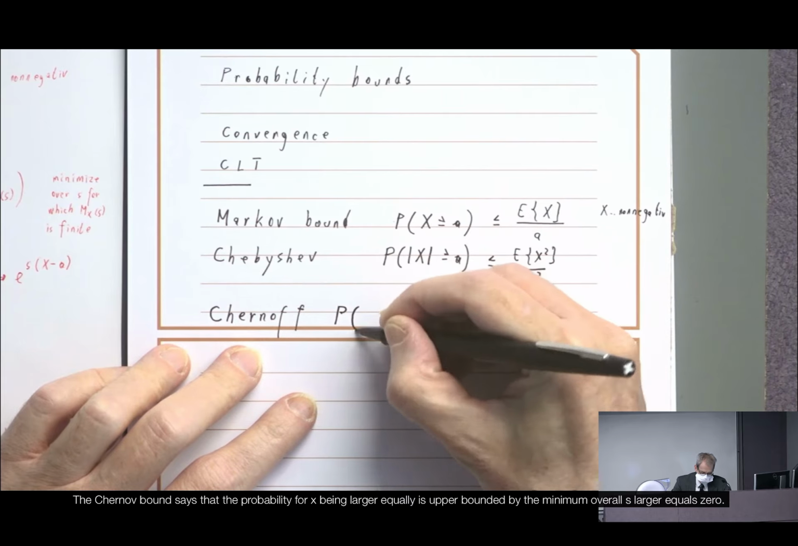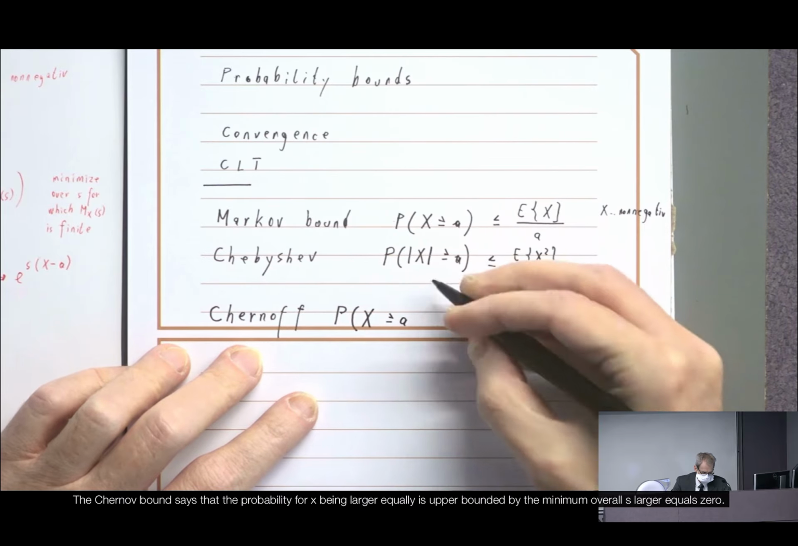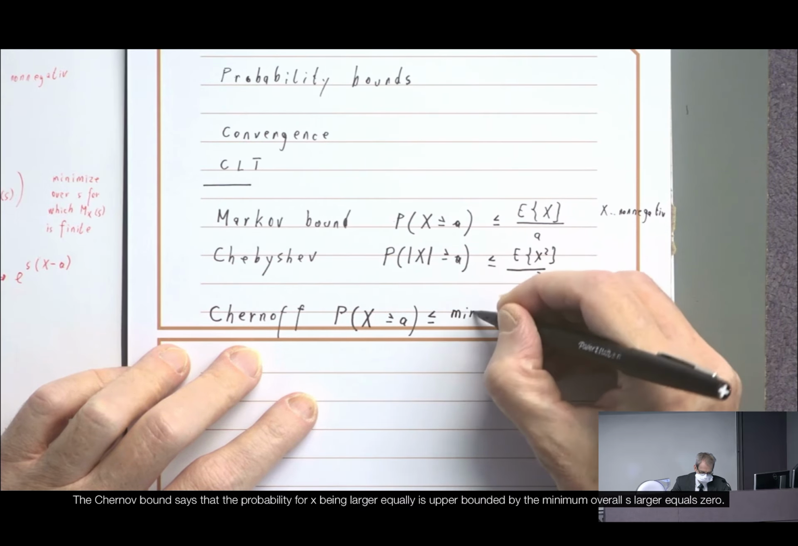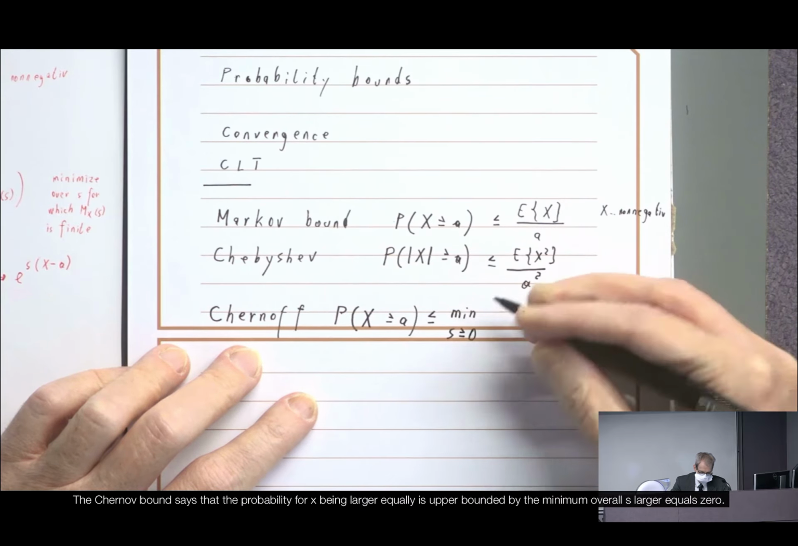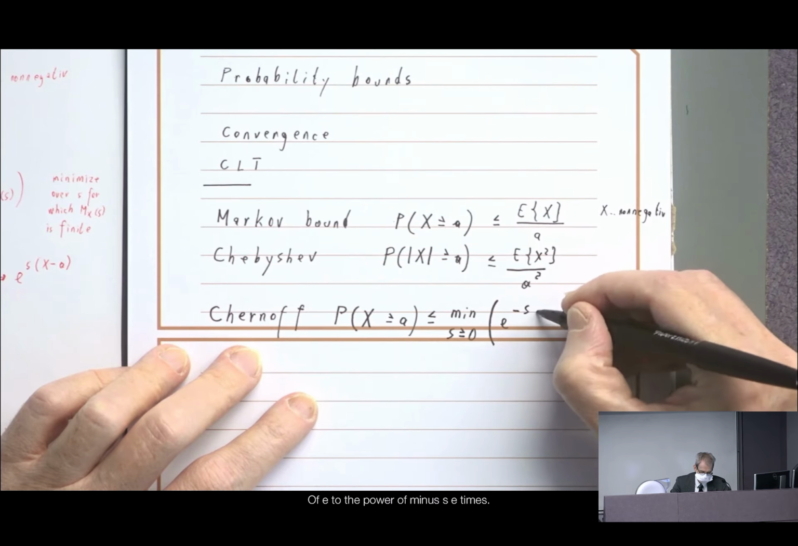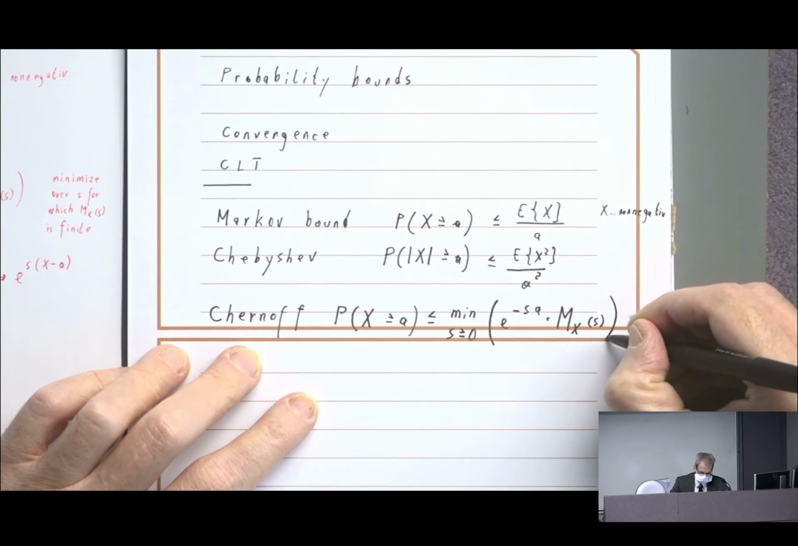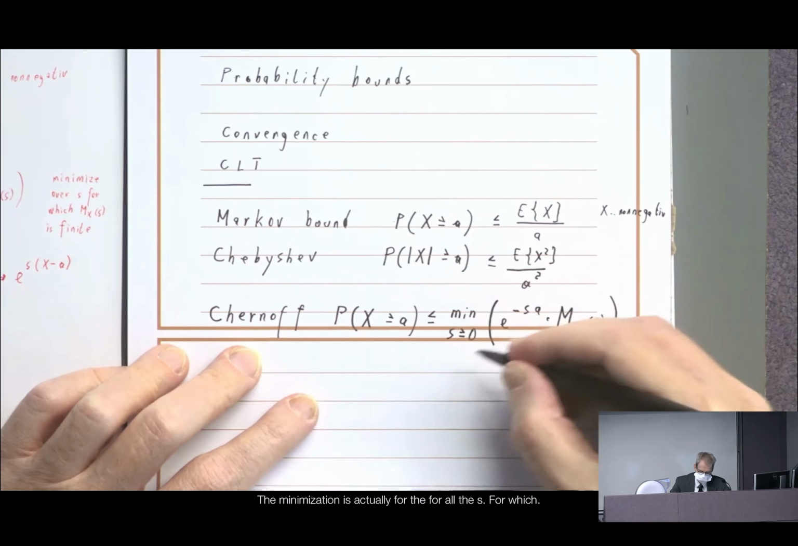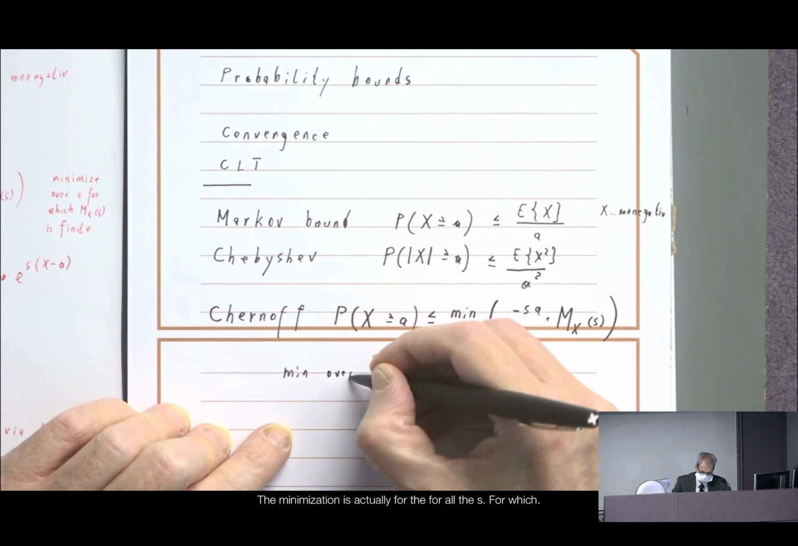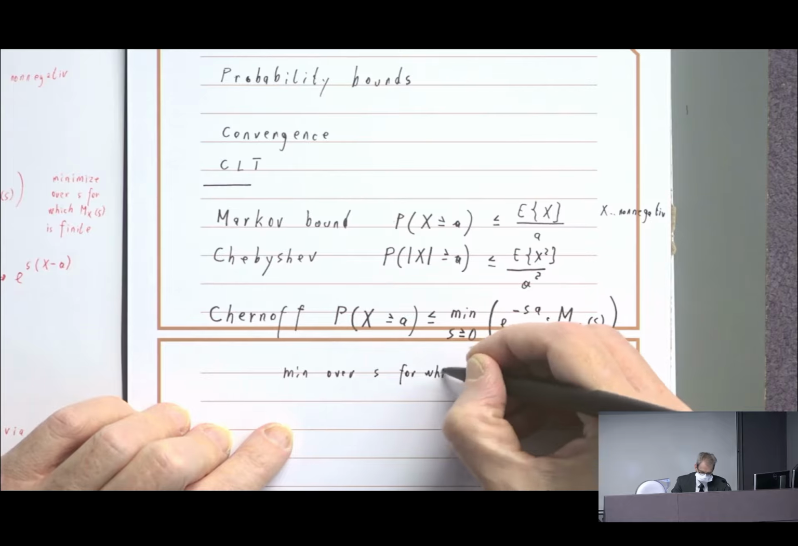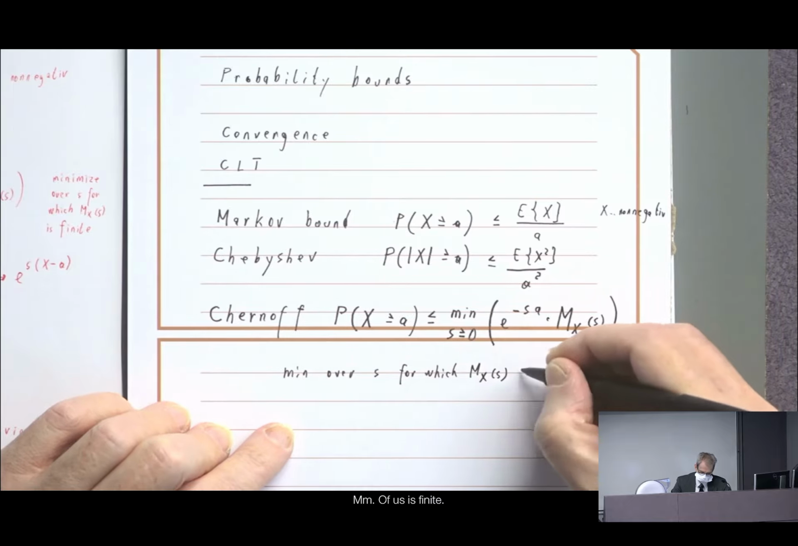The Chernoff bound says that the probability for x being larger or equal to a is upper bounded by the minimum over all s larger or equal to 0 of e to the power of minus s a times the moment generating function of x at s. The minimization is actually over all the s for which M_x(s) is finite.